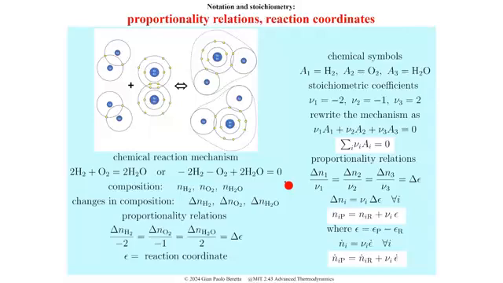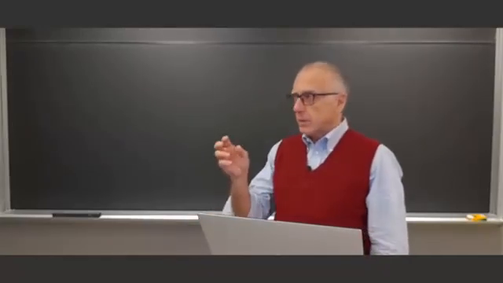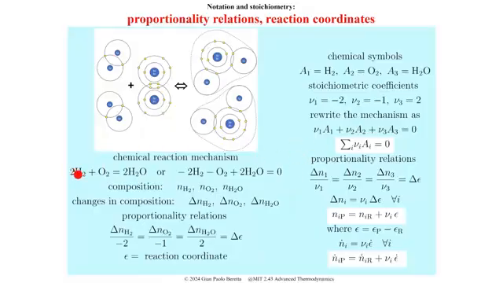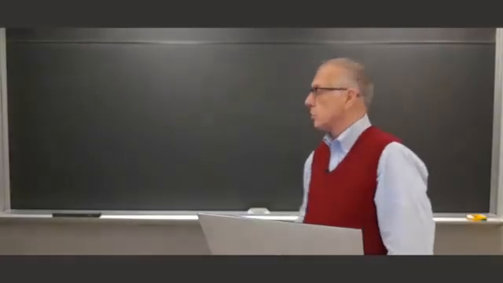So remember that in order to describe the chemical reaction mechanism, we define an equation which we can write in various forms. Formally, the generic chemical reaction equation can be written this way, where these are the chemical symbols and these are the stoichiometric coefficients. Okay, and the proportionality relations relate the possible changes in composition.